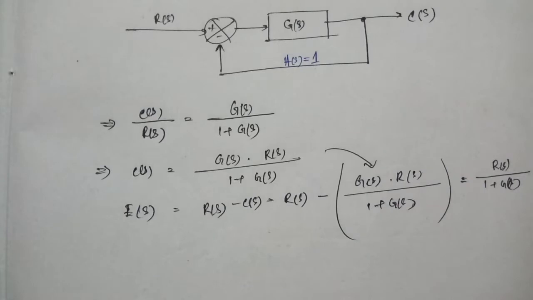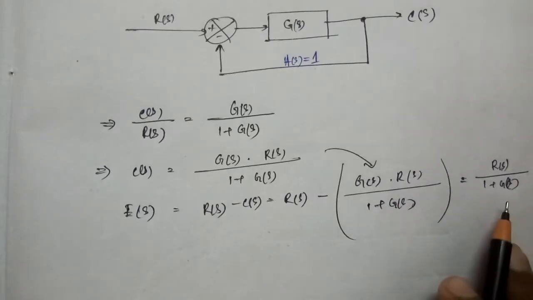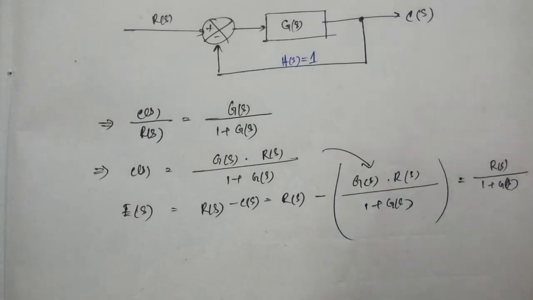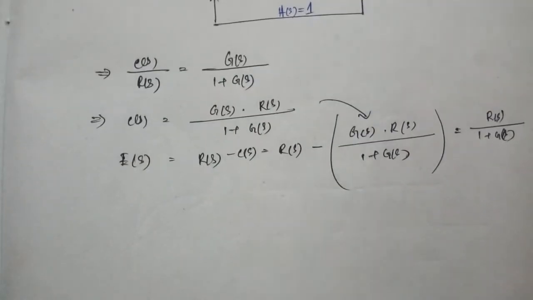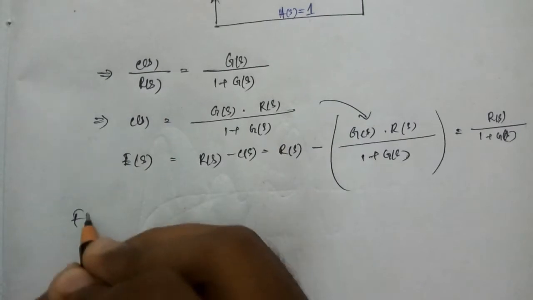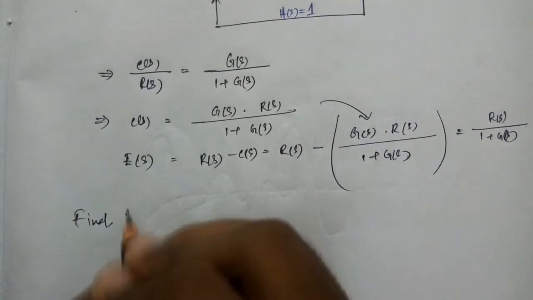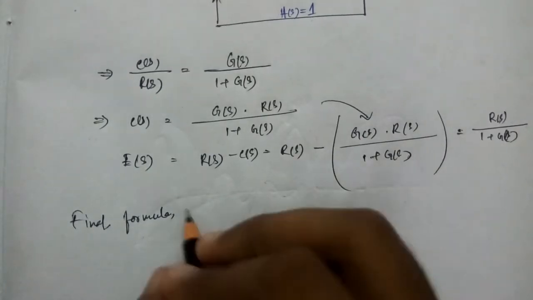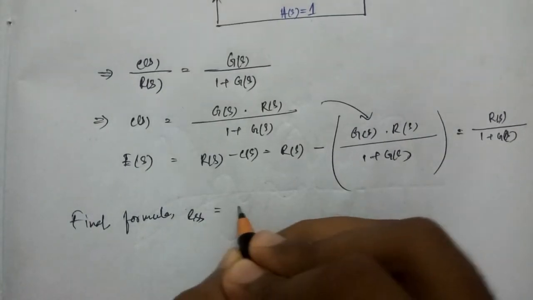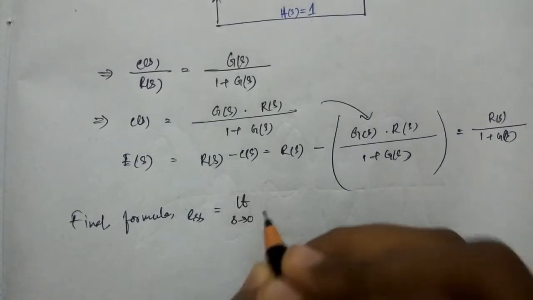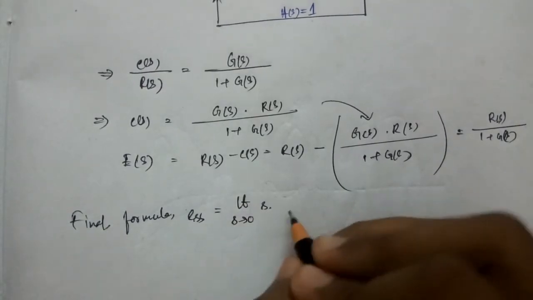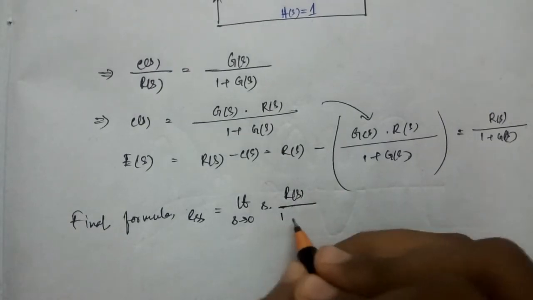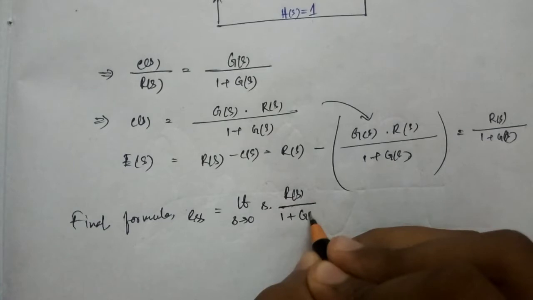Just cross check this equation. So you will get this as E(s), means the error. So the final formula, the standard one taking unity feedback, that is e_ss equal to limit s tends to 0 of s into R(s) by 1 plus G(s).